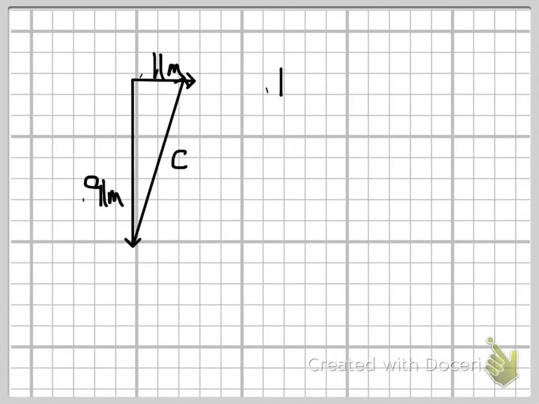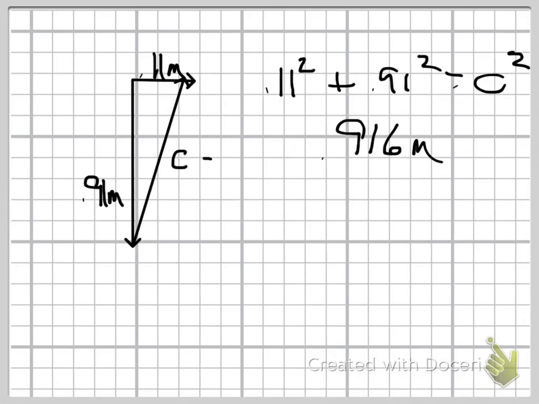So we're looking there for C. And we also need to know what is the angle of displacement. In order to do this, we're simply going to use the Pythagorean theorem to figure out C. And then to figure out the angle, we're going to use tangent.